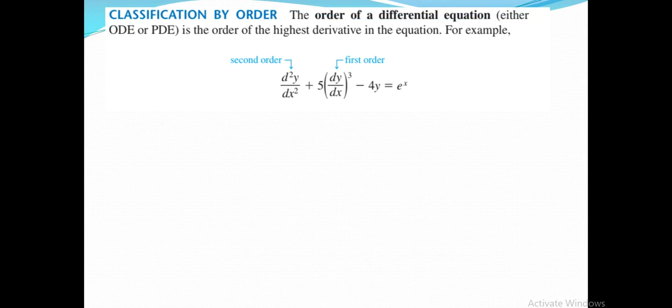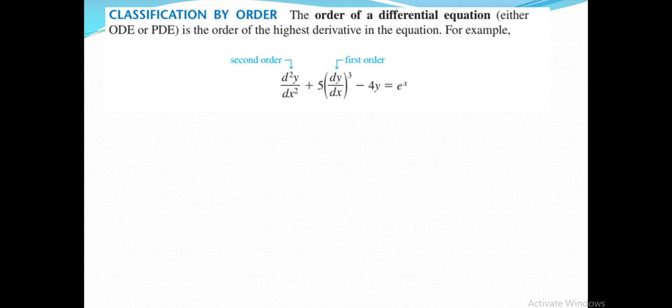So we go to another classification for ordinary differential equations, by order. We classify the equations from another side, from the side of the order. Let's see what the order of each equation is, and so on. Classification by order. The order of a differential equation, either ODE or PDE, is the order of the highest derivative in the equation.